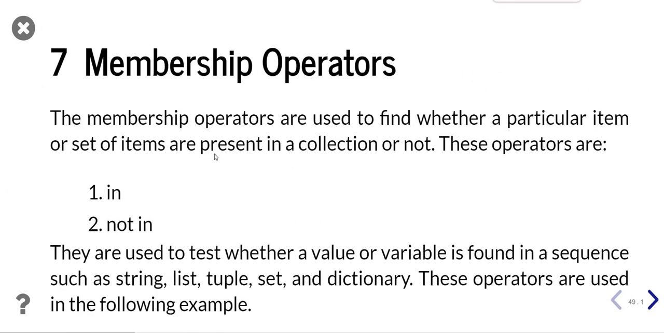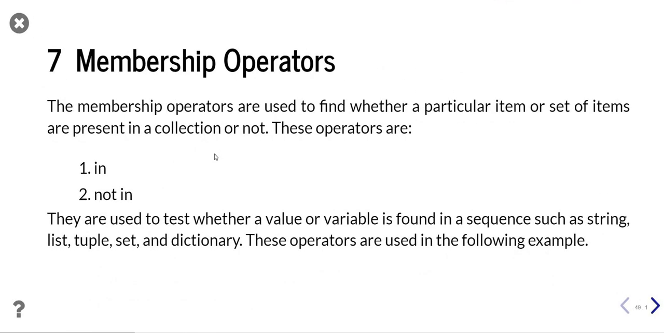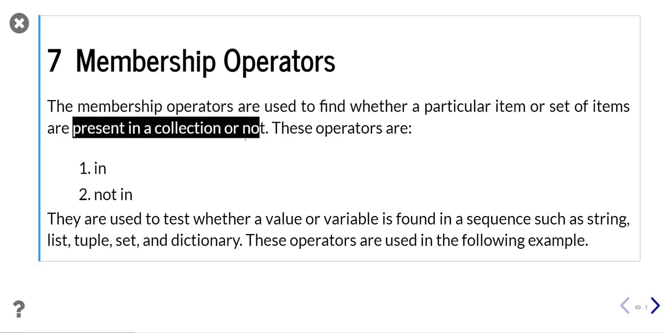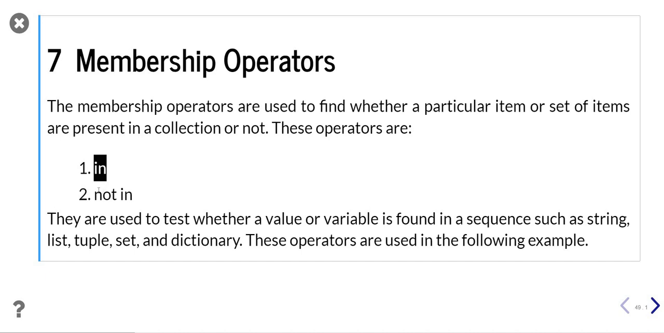So next we are going to look at membership operators. All these functions that we are looking at are the basic things that we need at a later point of time. Membership operators are used to find out whether a particular item or set of items are present in the collection or not. There are two operators, which are keywords: in and not in.